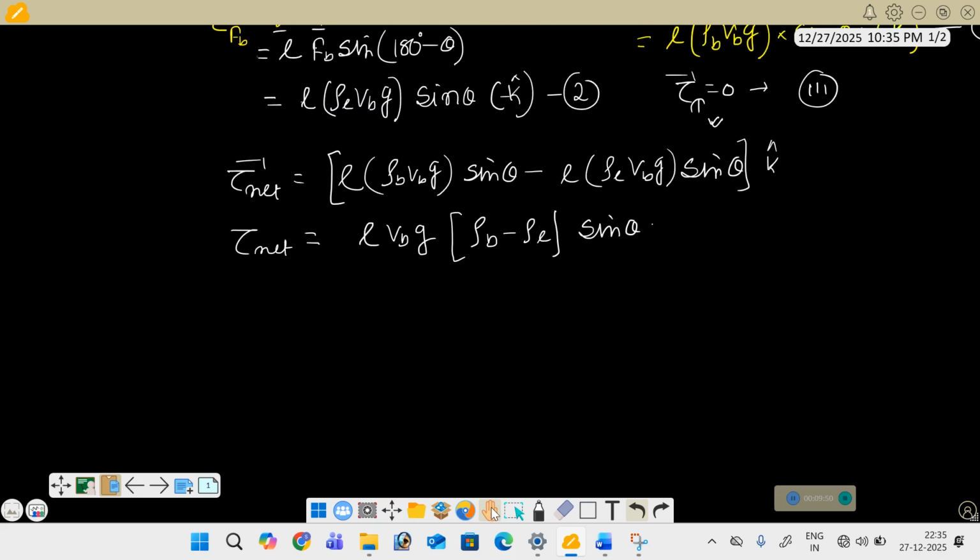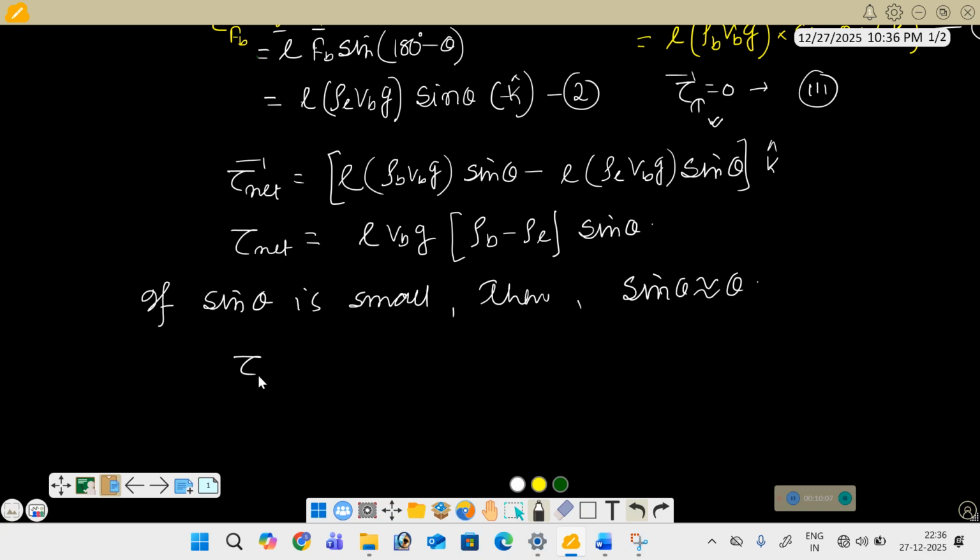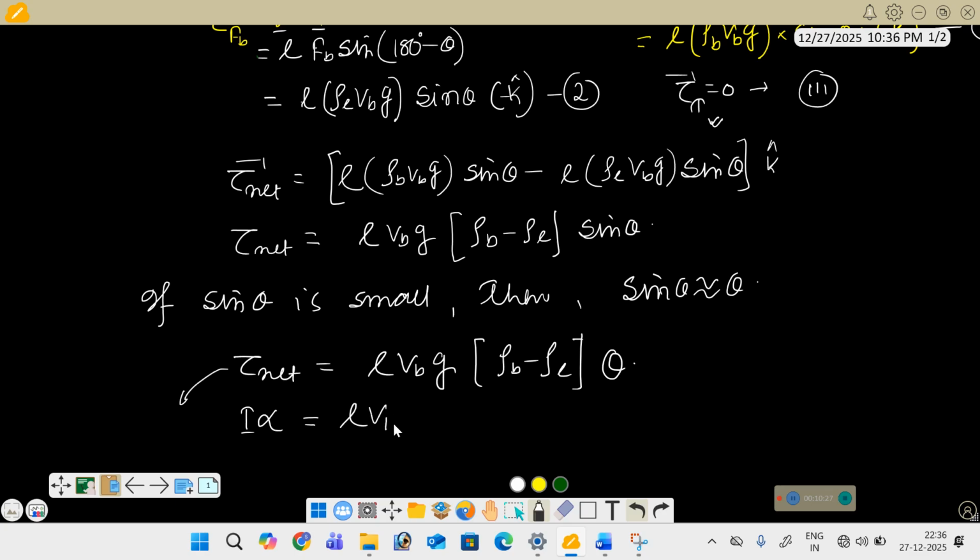Now if sin theta is small, then we can write sin theta approximately as theta. Then this tau net equation will become L Vb G (rho b minus rho L) into theta. Now for torque net, we can write it as I into alpha. L Vb G (rho b minus rho L).